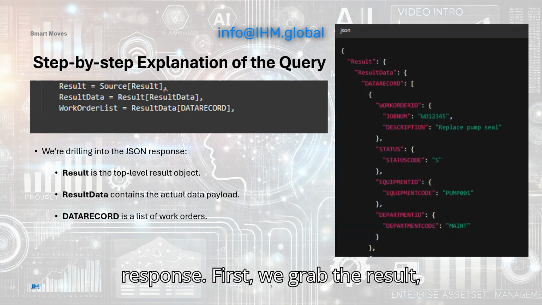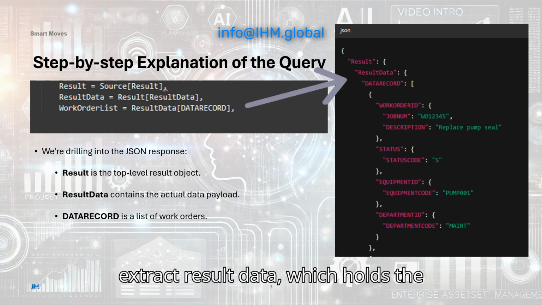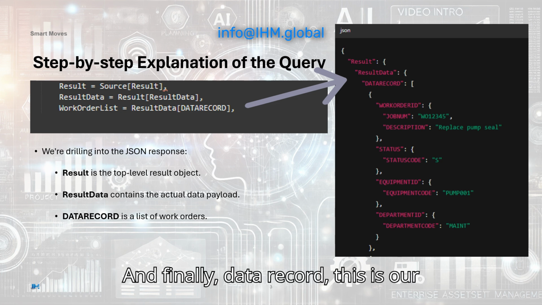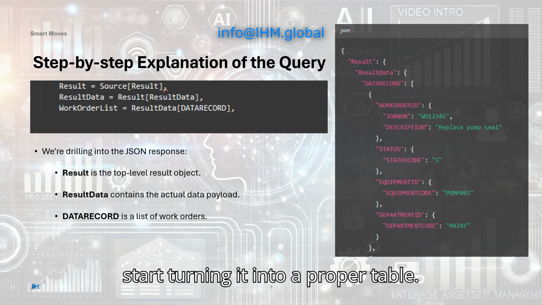Now we're drilling deeper into the JSON response. First, we grab the result. That's the top-level object. Then we extract result data, which holds the actual payload, the stuff we care about. And finally, data record. This is our list of work orders. From here, we can start turning it into a proper table.